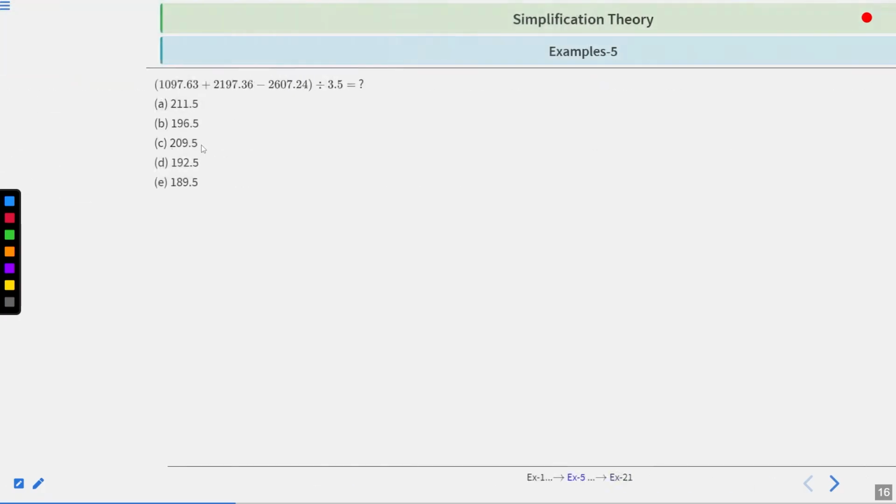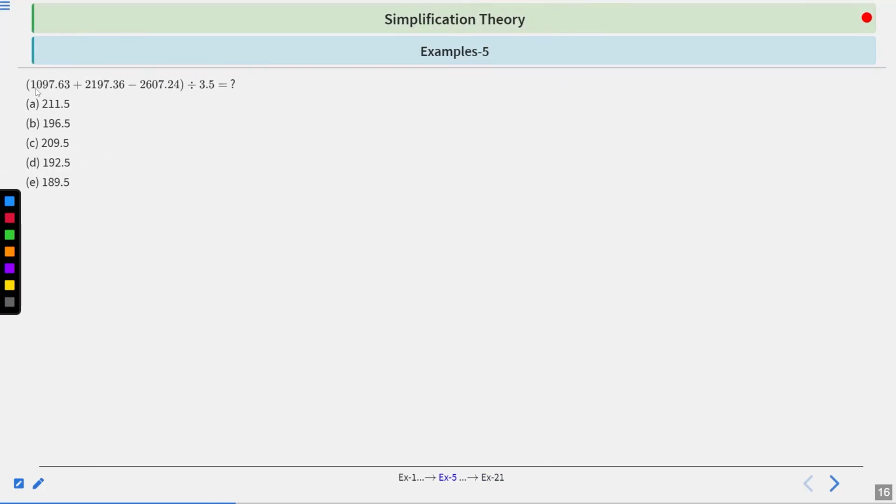Next one. Now our next example says that in the bracket 1097.63 plus 2197.36 minus 2607.24, in bracket, dividing by 3.5. We have five options. First option is 211.5, second is 196.5, third is 209.5, fourth is 192.5, and last one is 189.5. Now see the solution. The correct answer of this question is 196.5.